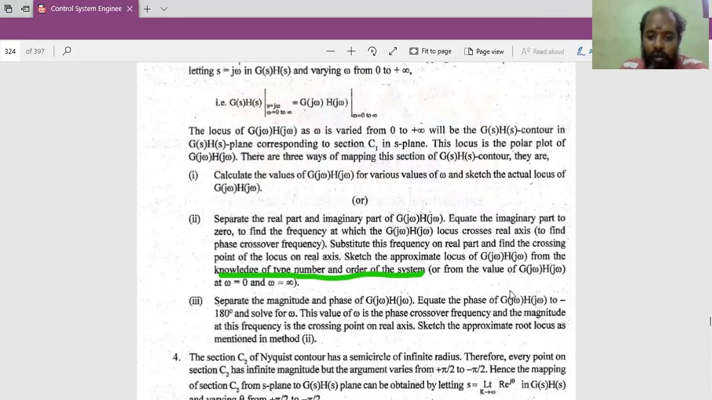What is that? You divide that into two parts, that is real and that is modulus of G of j omega, angle of G of j omega, and equate the phase to 180 degrees and find what is omega. That omega is called the phase crossover frequency, and that is the point. If you substitute that omega in the magnitude, that point will be the crossing point on the real axis in your S plane. It will become clearer when we solve the problem. Based on that, you can draw approximately the locus using polar plot.